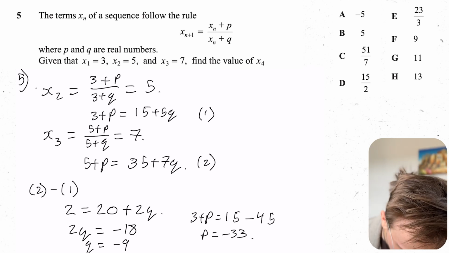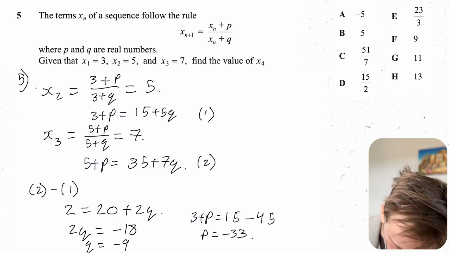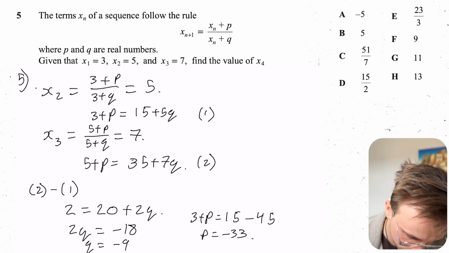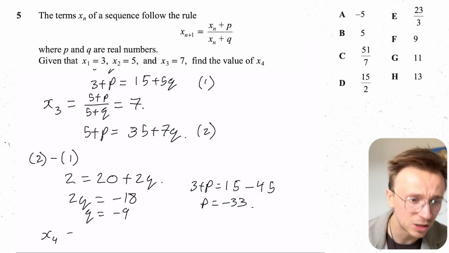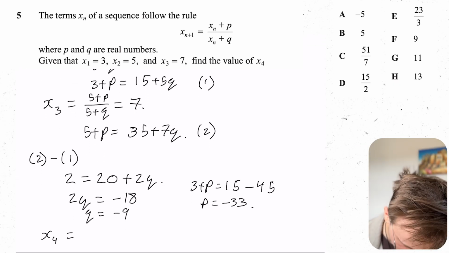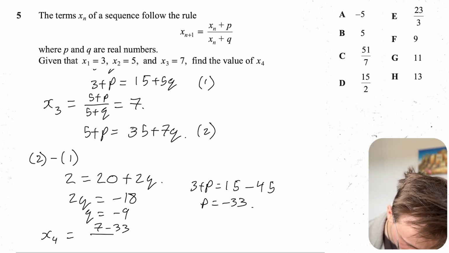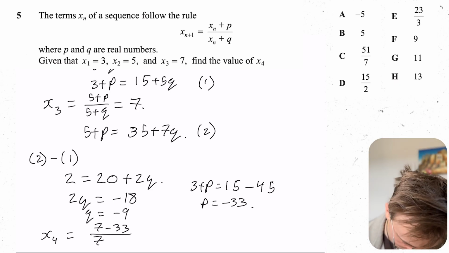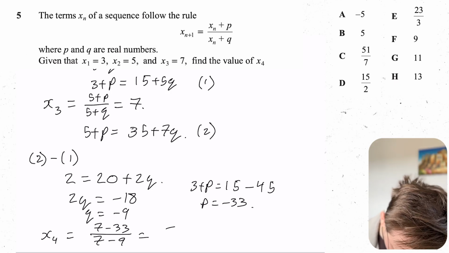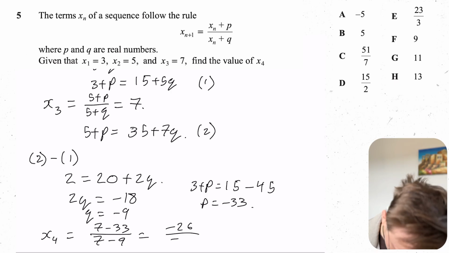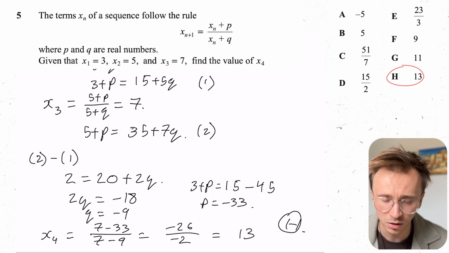Oof. Just double check that that works. 3 minus 33 is -30, and over q: -30 over -6. Yep, that works. So then x_4 is equal to (7 - 33)/(7 - 9), which is -26 over -2, equals 13. I'll go with H for that one.